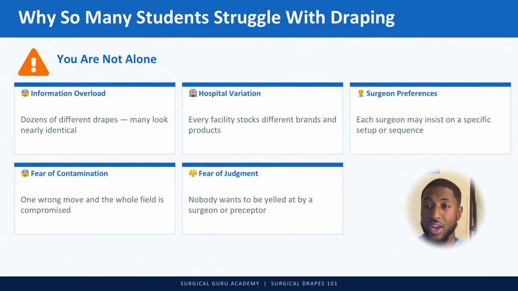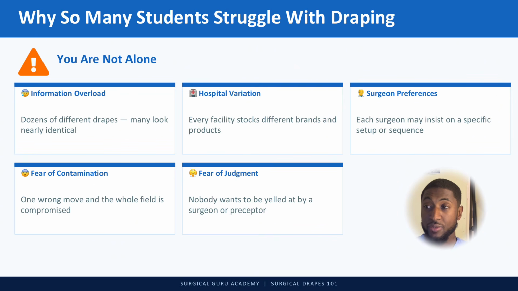Hospital variation. Every facility stocks different brands and products. So depending on the hospital that you go to, if you're going to one hospital or many hospitals, there's going to be a variation of different brands. It's like Coke and Pepsi, right? And sometimes they're a lot different depending on the brand that you get.